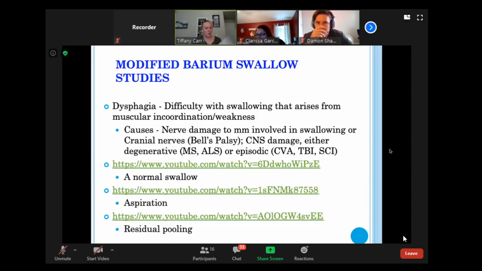I don't think he went into a whole lot of detail on the modified barium swallows. This is a little bit outside of our realm. This is more along the lines of speech, doing these kind of tests, but understanding what they mean can be important too. So dysphagia is difficulty swallowing that arises from muscular incoordination and weakness.